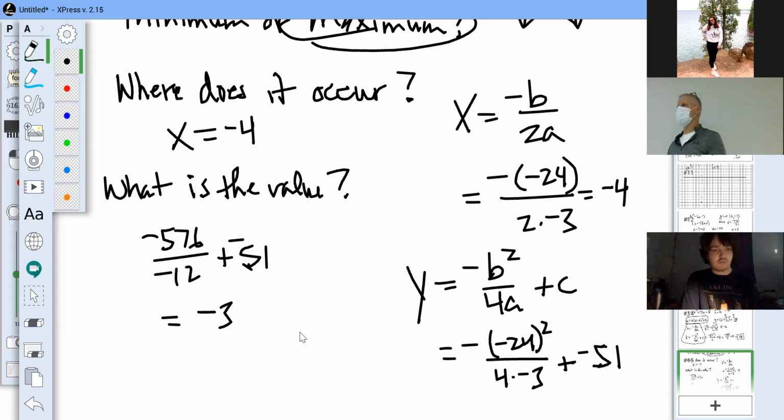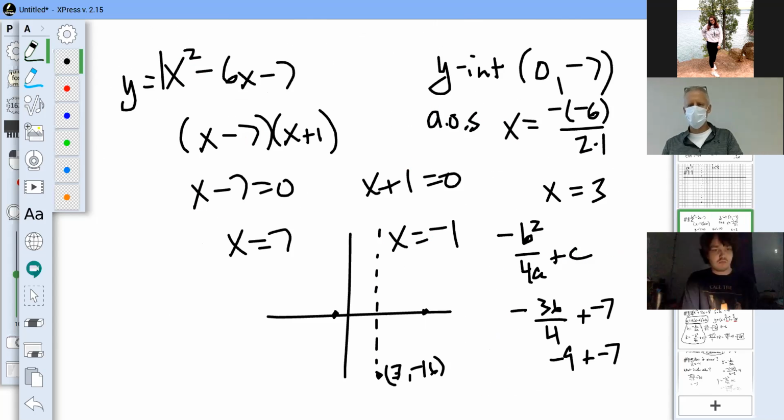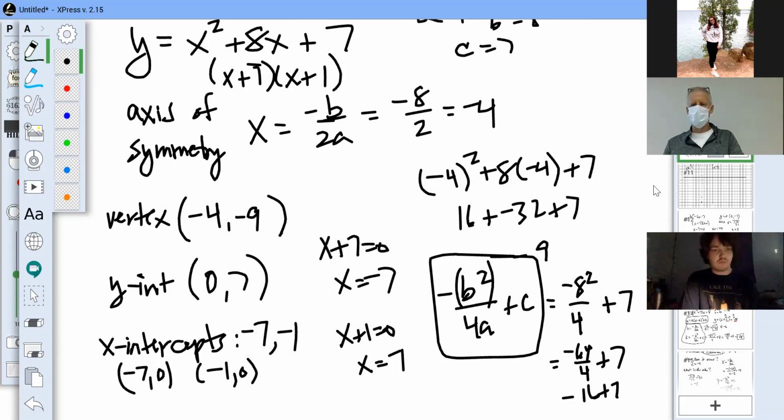Okay, so it's just a vertex problem. It's just making sure you understand it opens down, it has a maximum. It opens up, it has a minimum. Where does that maximum occur? The x value of the vertex. What is it? The y value of the vertex.